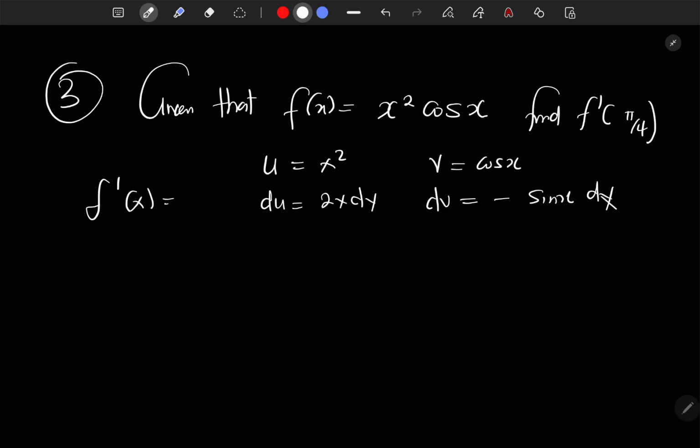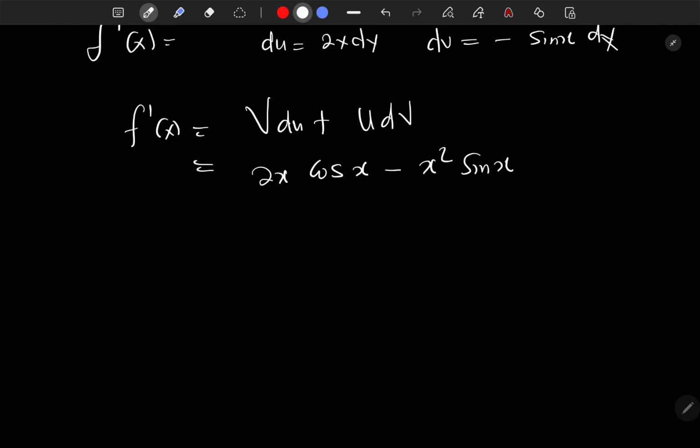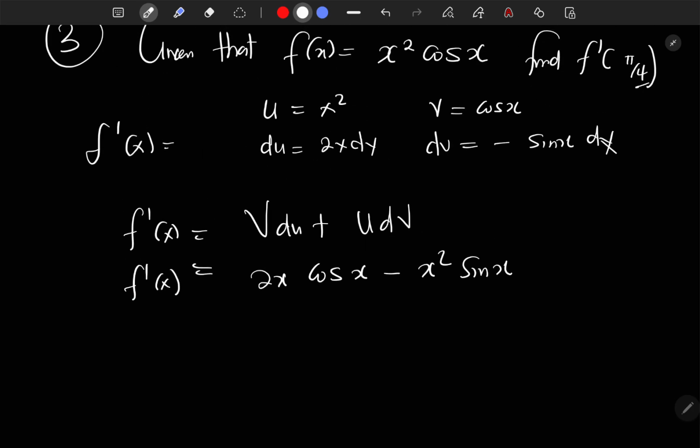Okay, done. Meaning f prime of x, first of all, is just equal to uv. We know by now that it's v du plus u dv, or whichever you start with, please feel free, be comfortable. So v du is just 2x cos x. Now we have minus x² sine x. This is the prime. Now evaluate that at pi over 4.